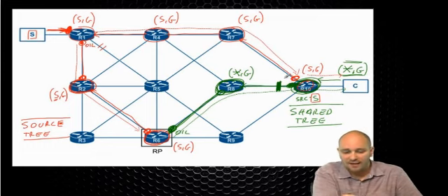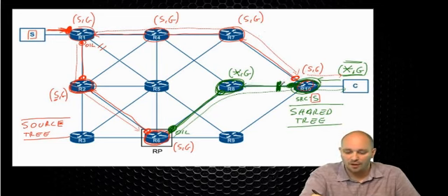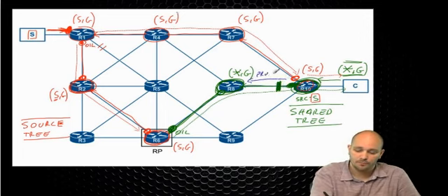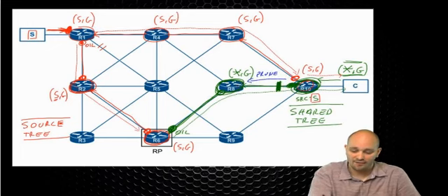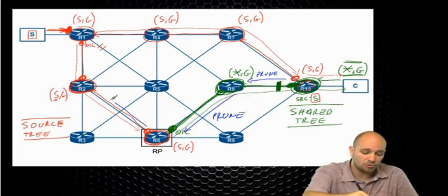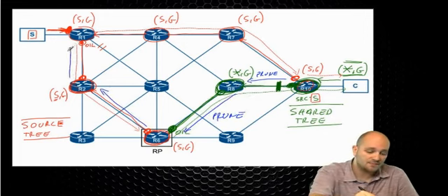Now, what happens next is very interesting. So now R10 is getting these two copies of traffic while dropping this traffic here. So what R10 is going to do next is actually going to send out a prune message towards R8, and R8, having no other clients, is going to send the prune message to R6. Now R6, having no other clients, is also going to prune this path here.